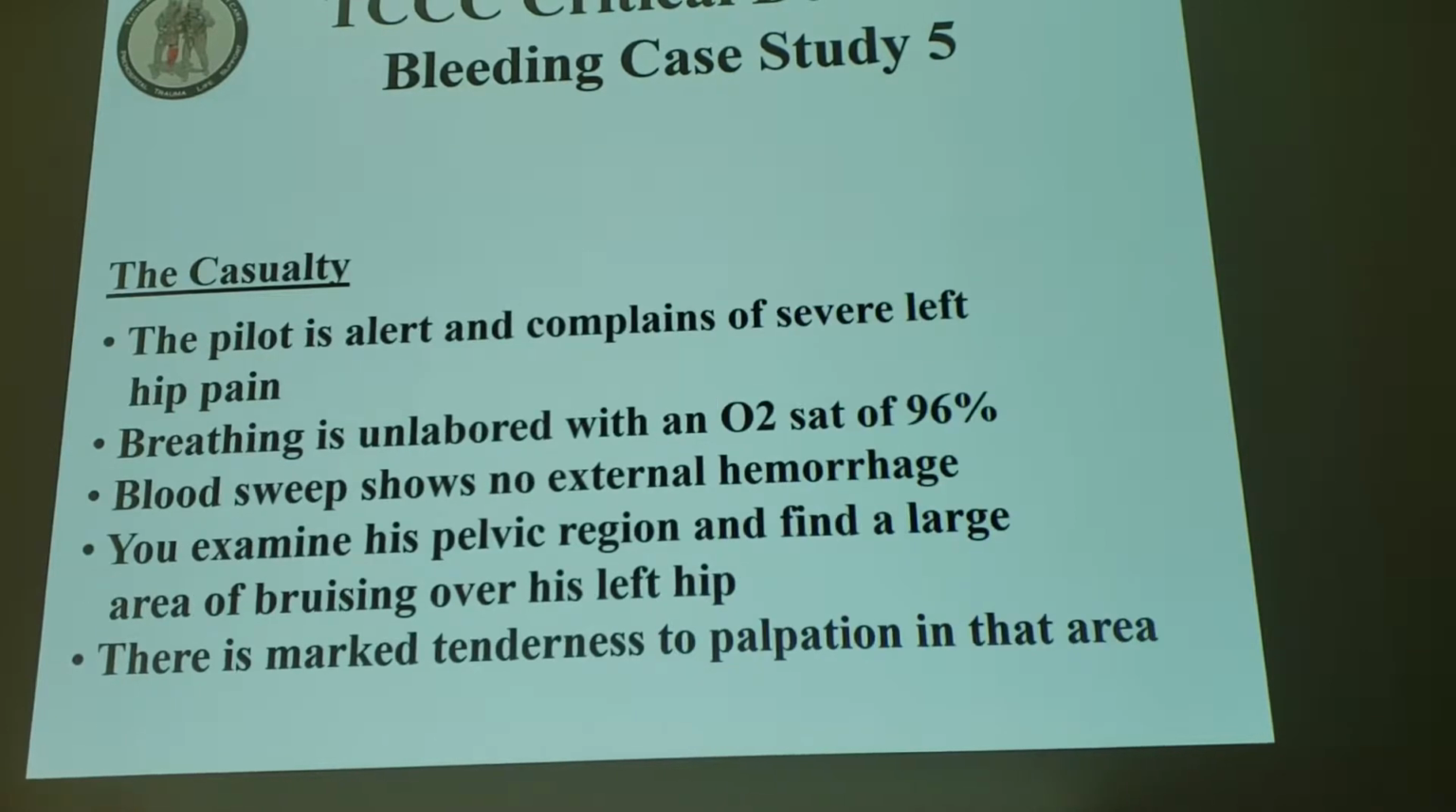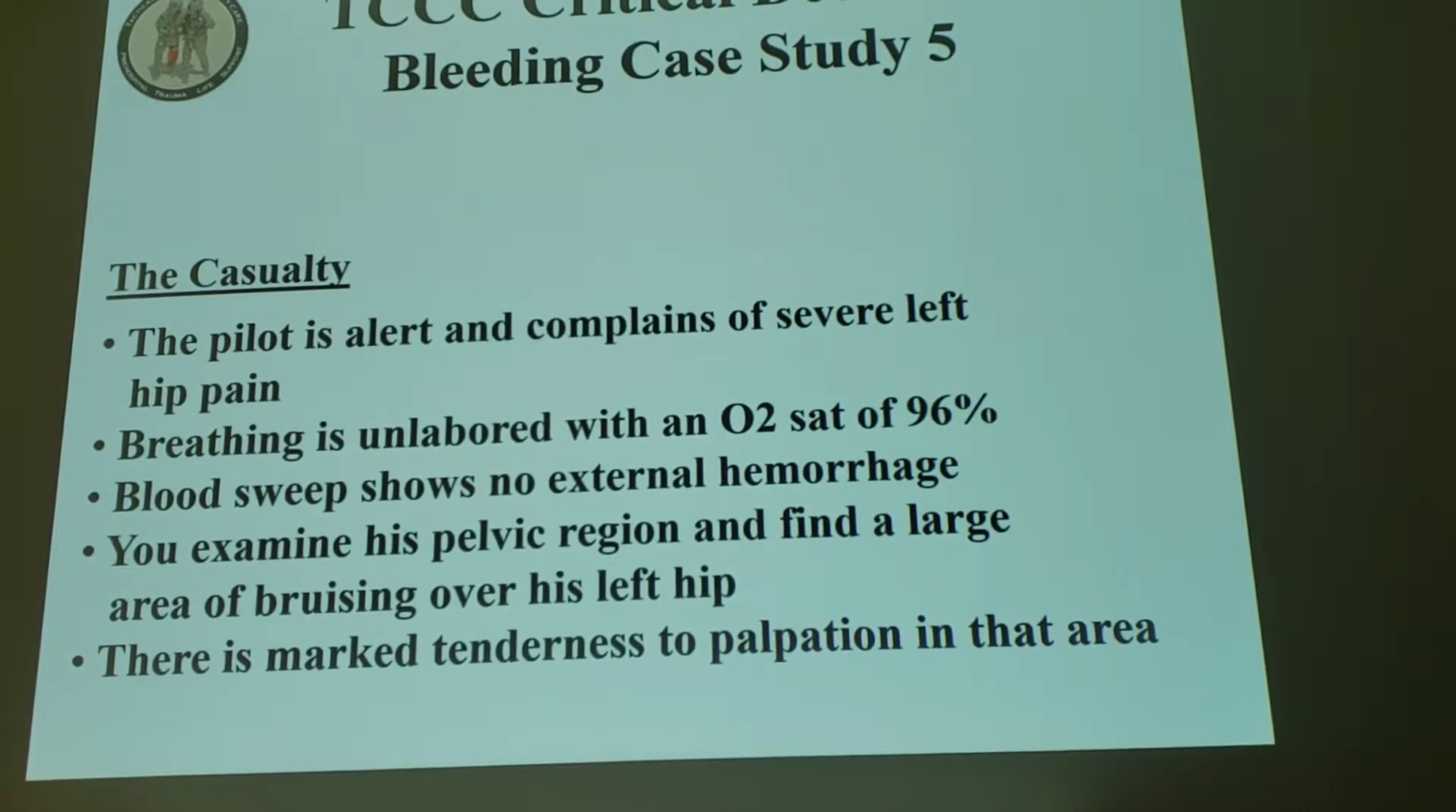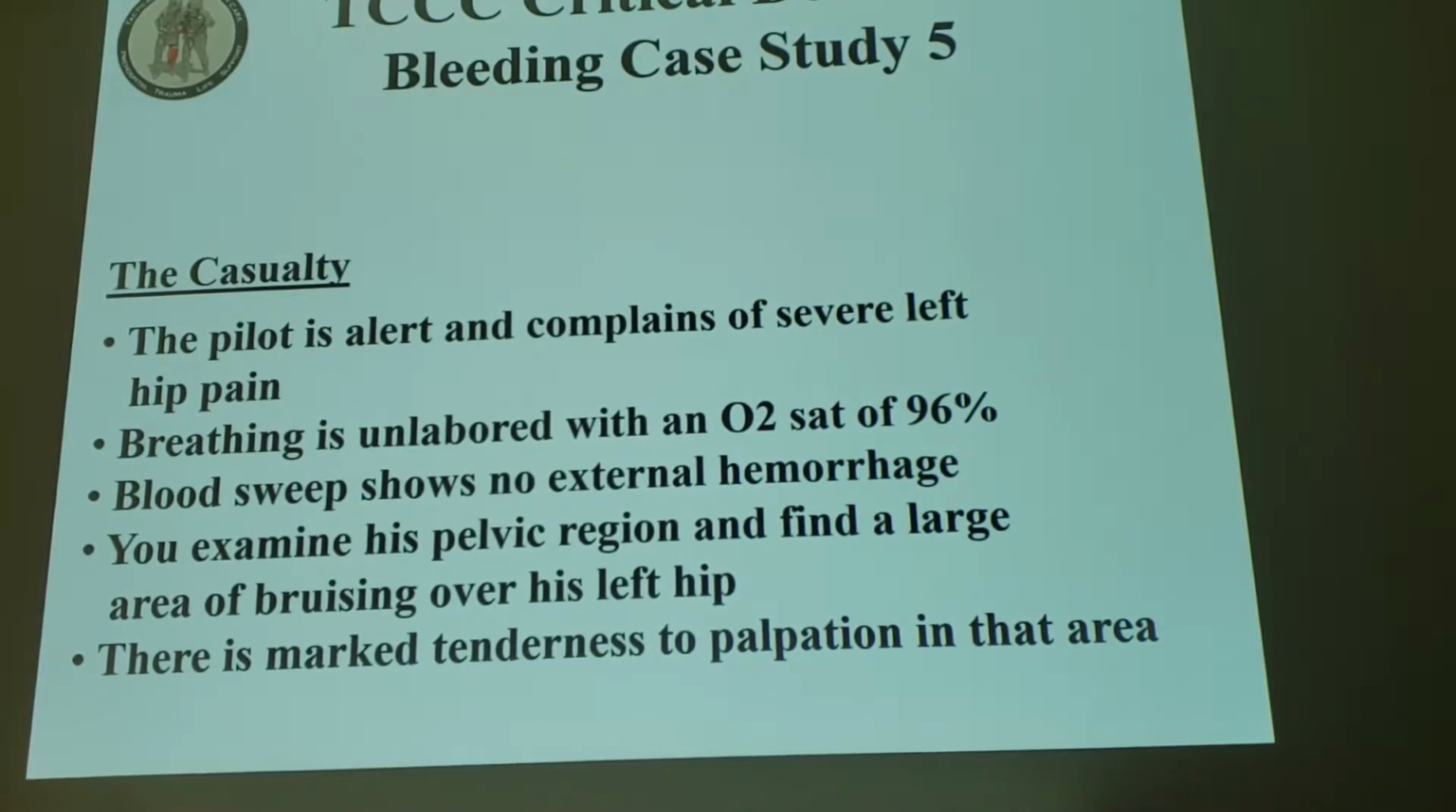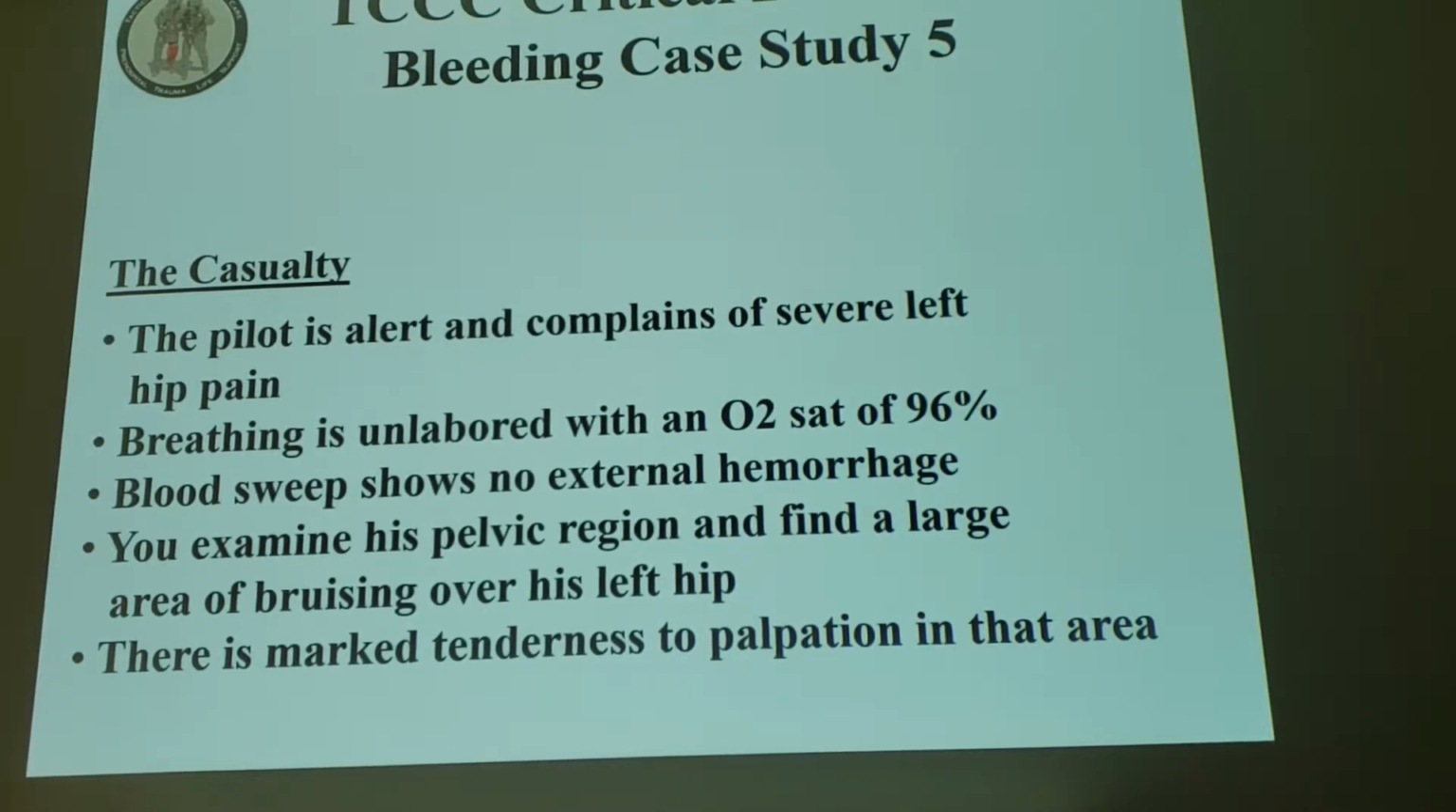Okay, let's look at the casualties. The pilot is alert and complains of severe left hip pain. Breathing is unlabored with an O2 saturation of 96%. Blood sweep shows no external hemorrhage. You examine his pelvic region and find a large area of bruising over his left hip. There's marked tenderness to palpation, which means when you touch it in that area.